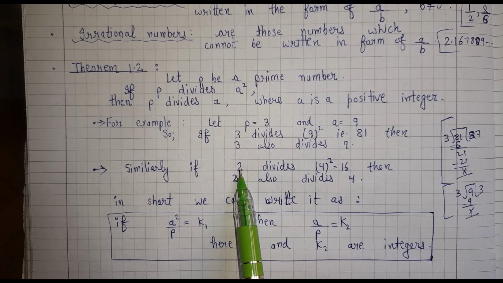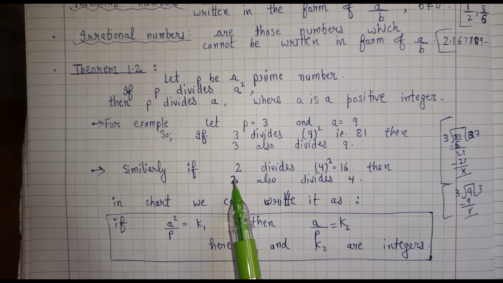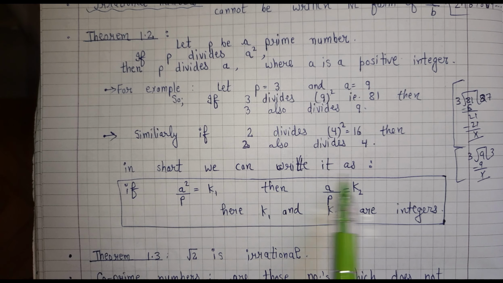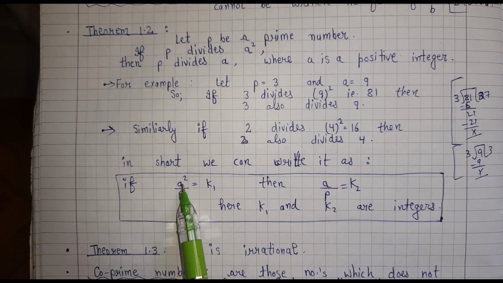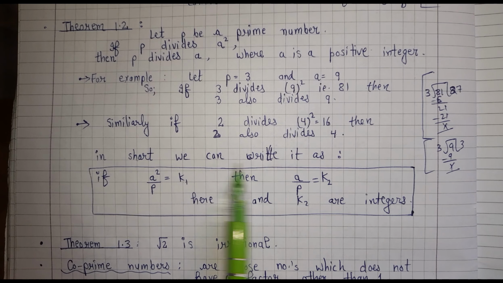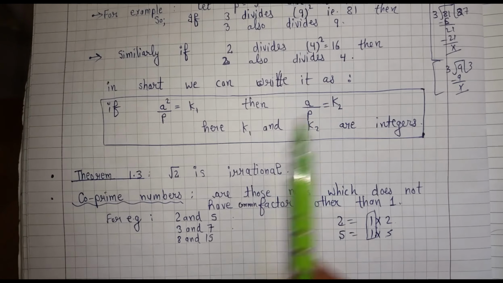Similarly, 2 is also a prime number. If 2 divides 4 square, then 2 also divides 4. In short, we can write it as: if a prime number divides a square, then the prime number also divides a. We are going to use these in the next question, so remember it.